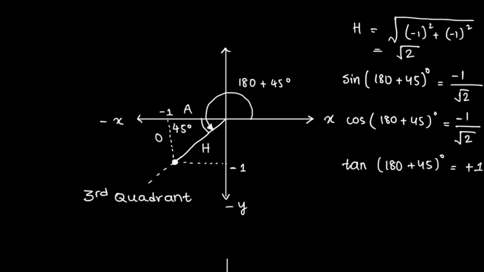To summarize, in the third quadrant, we saw sine negative, cos negative, and tan positive.